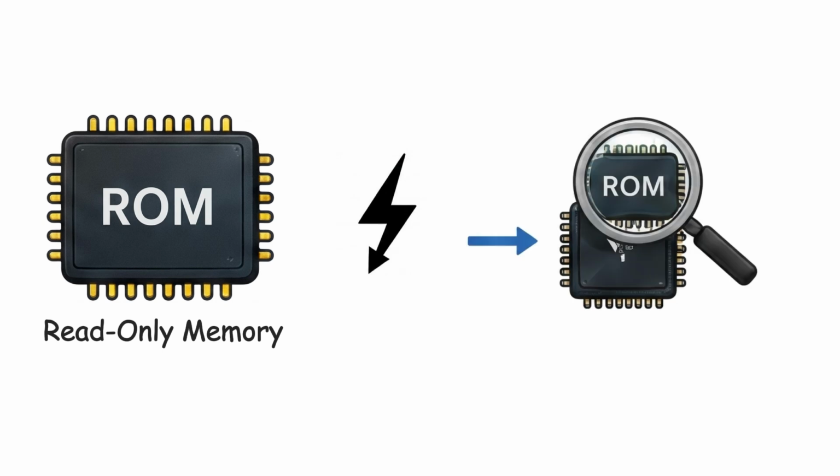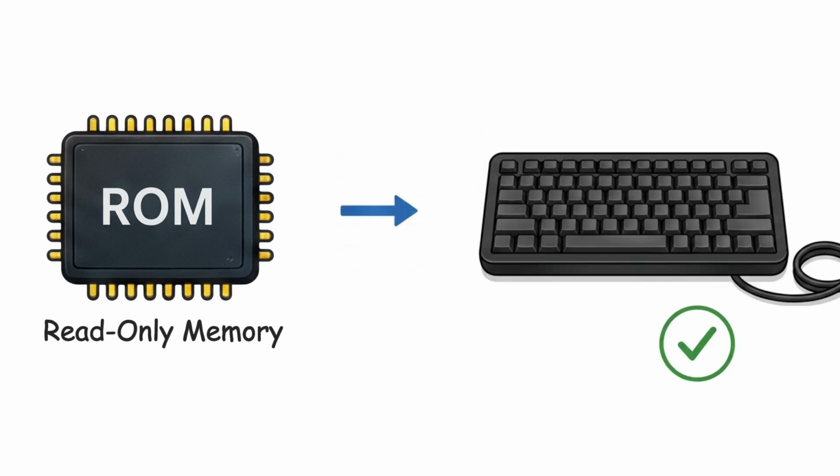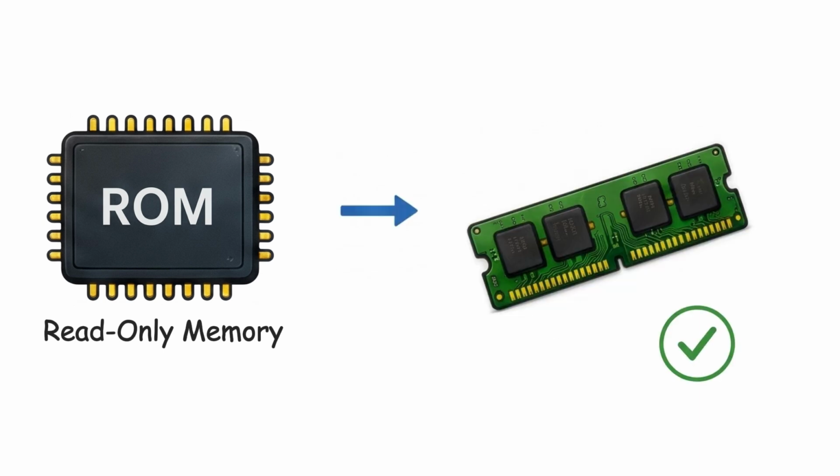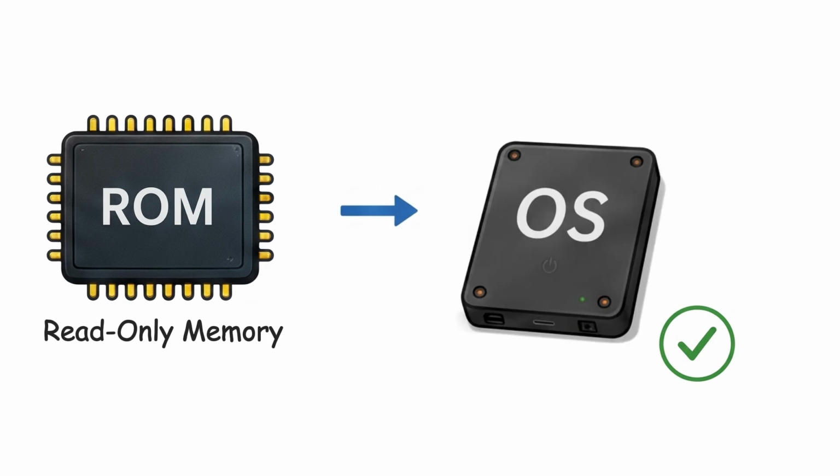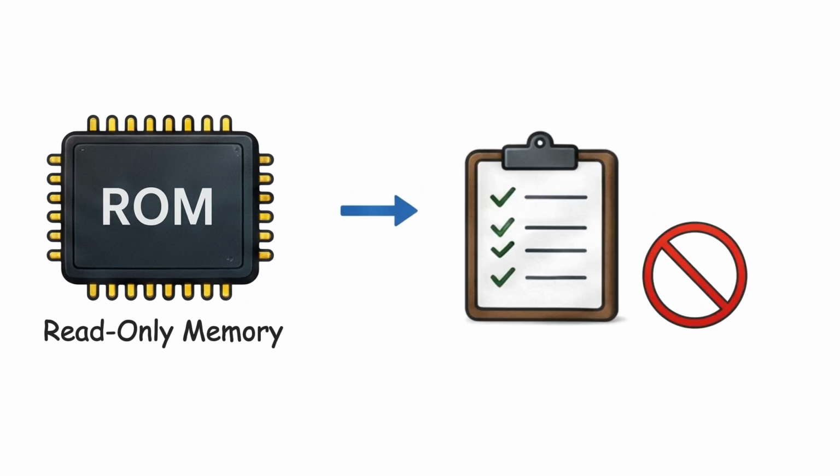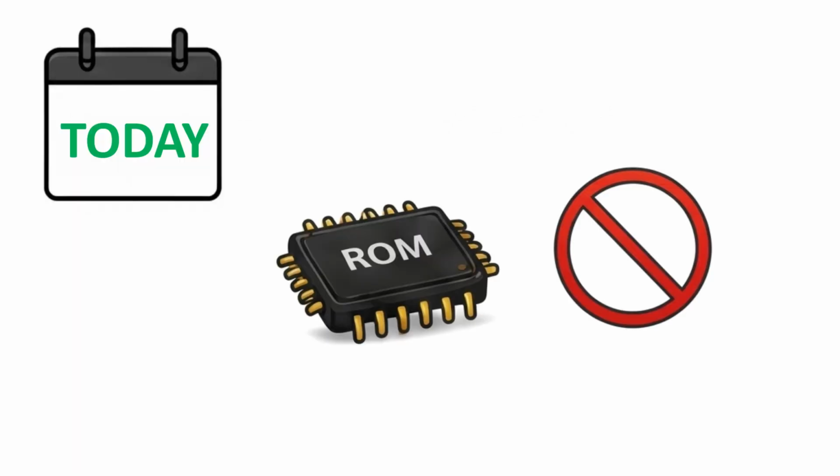They tell the computer how to check its hardware, how to recognize devices like the keyboard, storage drive, and memory. And finally, how to locate the operating system stored on your SSD or hard drive. Without these instructions, your computer wouldn't know what to do after you pressed the power button. It simply wouldn't start.